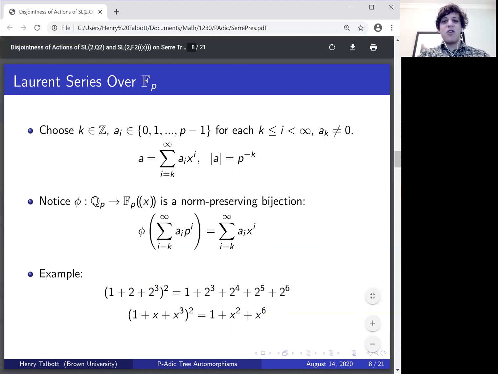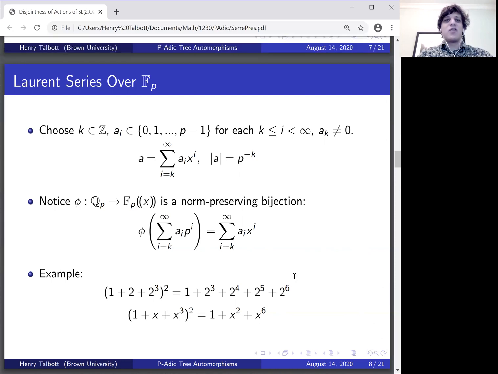However, there is one crucial connection between these 2 fields. Namely, we can find a norm-preserving bijection between them, where we simply take p-adic power series and go through and replace every p with an x. Because the a_i will always be between 0 and p minus 1, we can just think of them as going from being integers to being inside this finite field when we move from the p-adic case to the Laurent case.